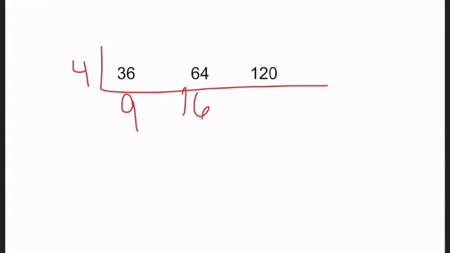Okay, so last one. So here we have 36, 64, and 120. I know I could divide each one by, let's do 4. So I got 9 left over. 4 goes into 64 16 times. 4 goes into 120 30 times. So I'm done. It's 4. That was pretty easy, that one.